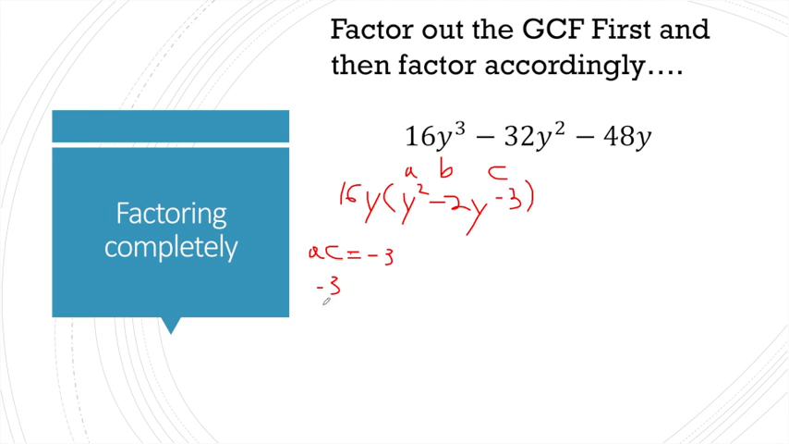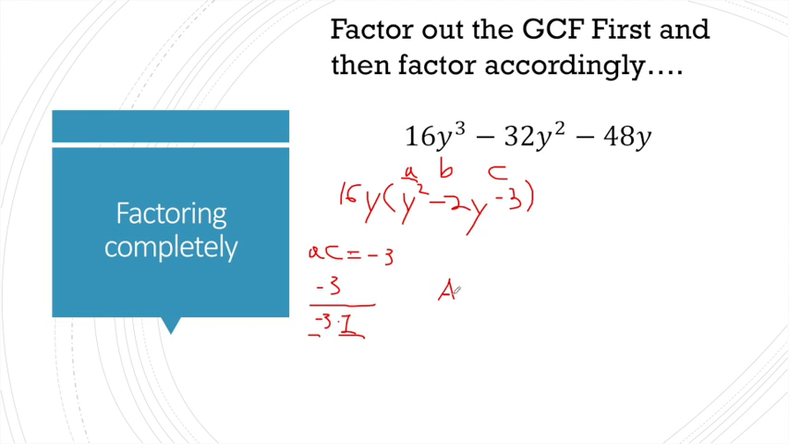So let's take a look at some factors of -3. So the first thing I thought of was -3 times 1. -3 times 1 is -3, and -3 plus 1 is going to give us a -2. Now, this is really great because our leading coefficient A is a 1. So we can use a shortcut. I know that this is going to pull apart to y minus 3 times y plus 1.